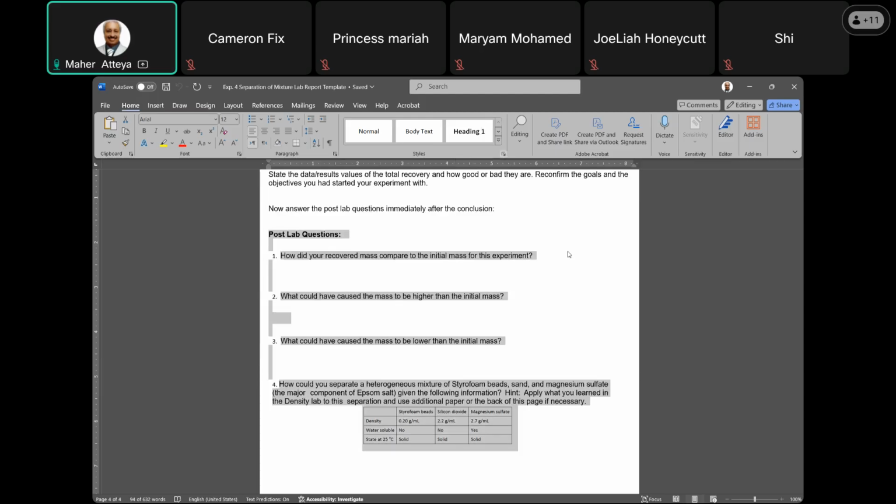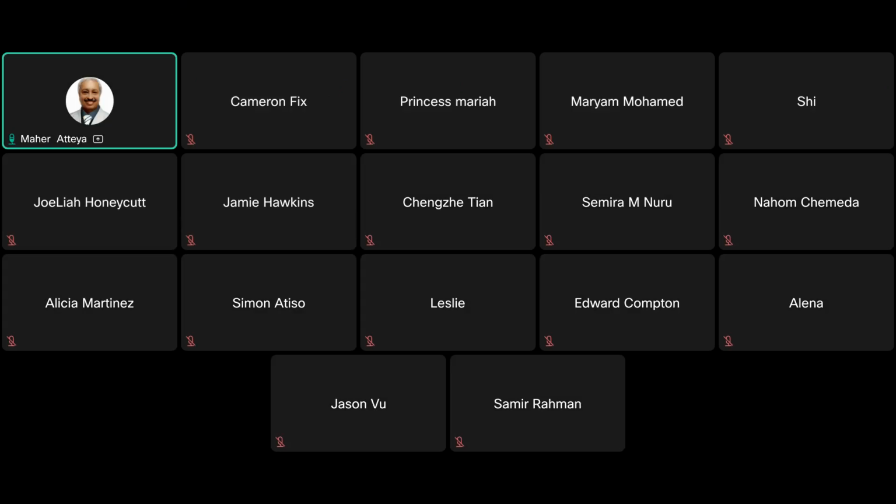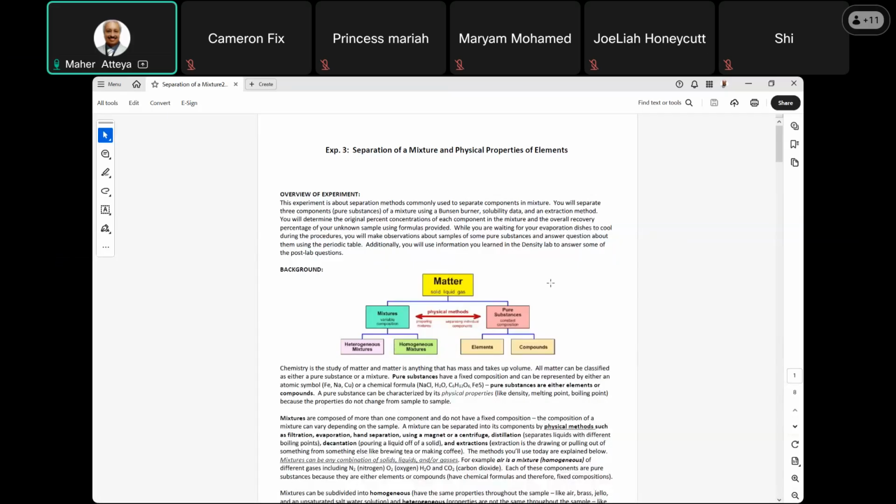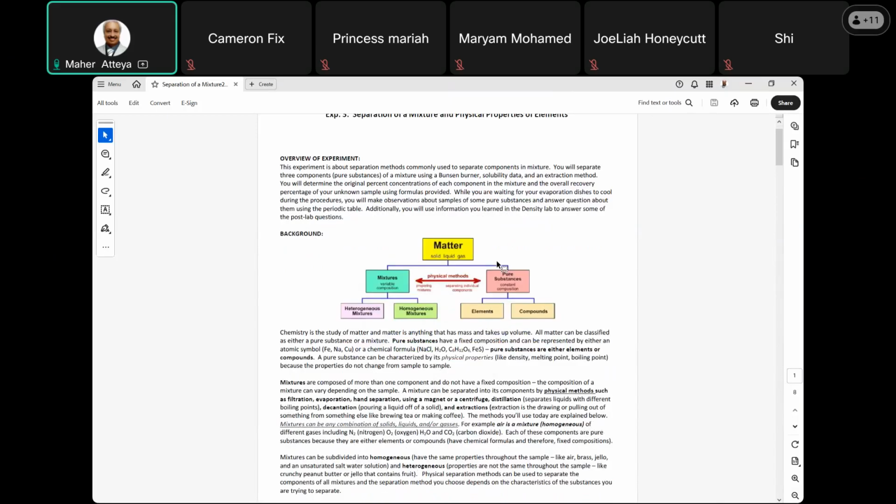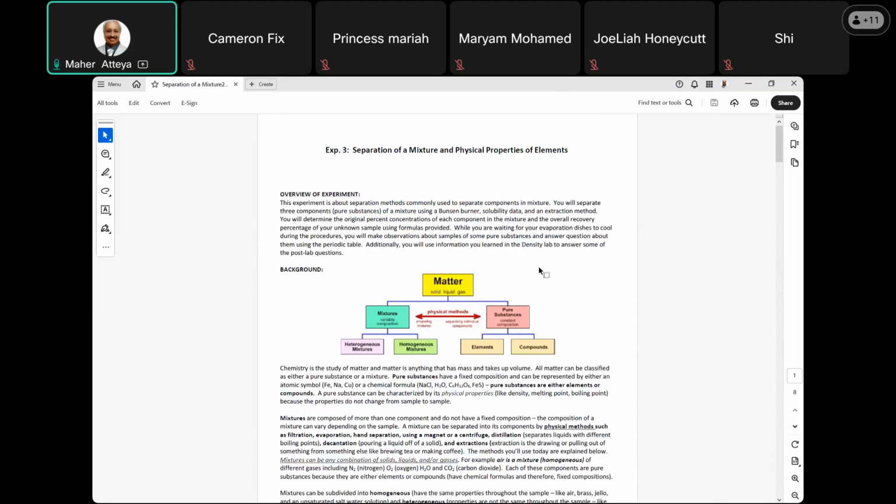So let's go and look at the actual experiment. Let me stop sharing. I want to share something else. Here it is. This is the experiment which I would like to share with you. We have a heterogeneous mixture made of 3 components, heterogeneous, not homogeneous.